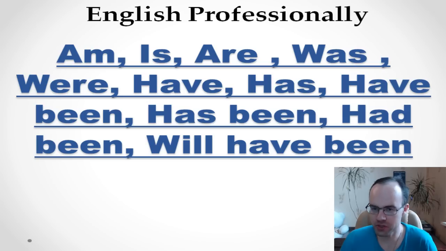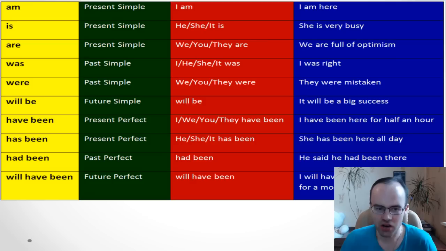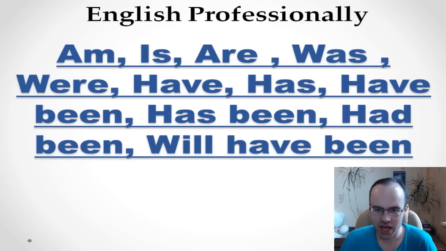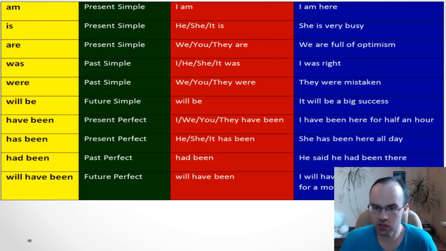So it's about the verb to be in different tenses. Okay, so we're going to look at all these explanations and examples, and you see that we'll talk about the verb to be, so in present simple, am, is, are, and so in other tenses. So you see was, were, have, has, also have been, has been, and even more advanced structures such as have been, will have been. So really, when do we need to use all these things?